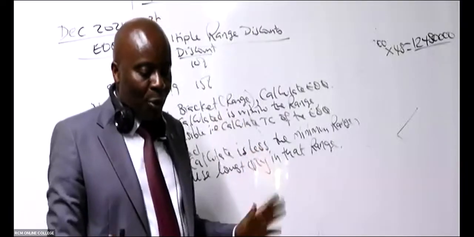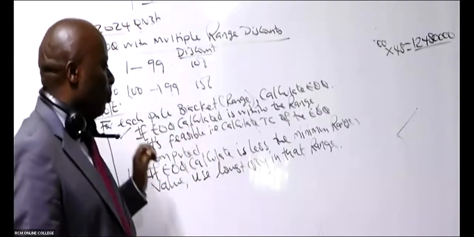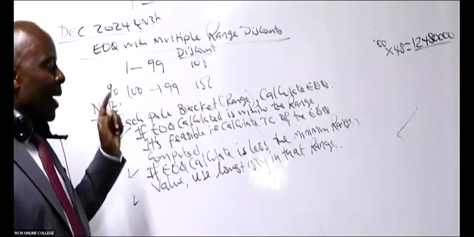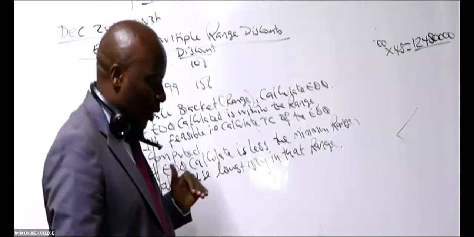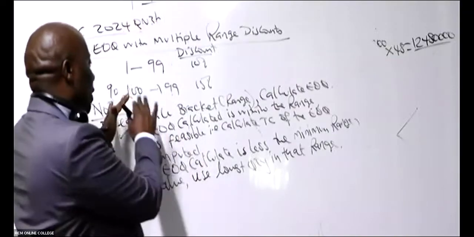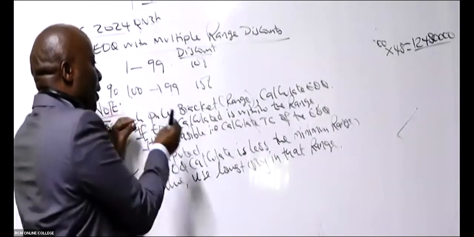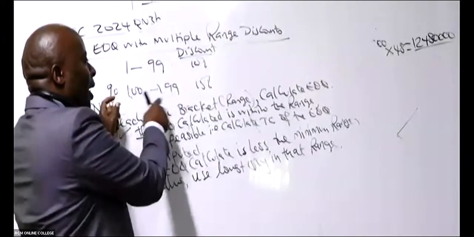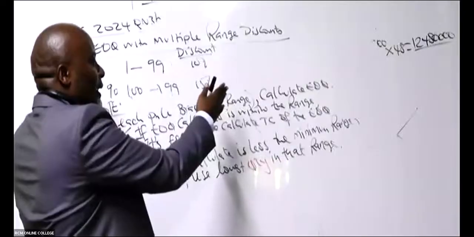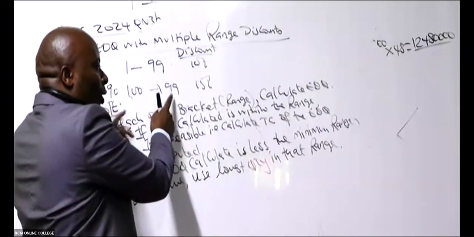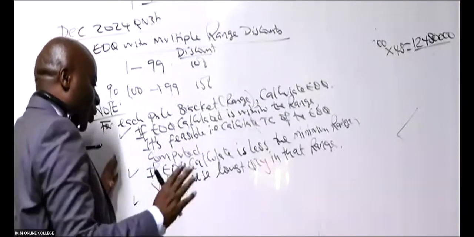So if EOQ computed is bigger than the maximum range value, what shall we always do? You ignore. So if you're using this range again, you are computing EOQ. Get 240. Where is 240 in this class? 240 in this class is outside. It's bigger than this. So if it's too big for the shoe, you ignore that one.